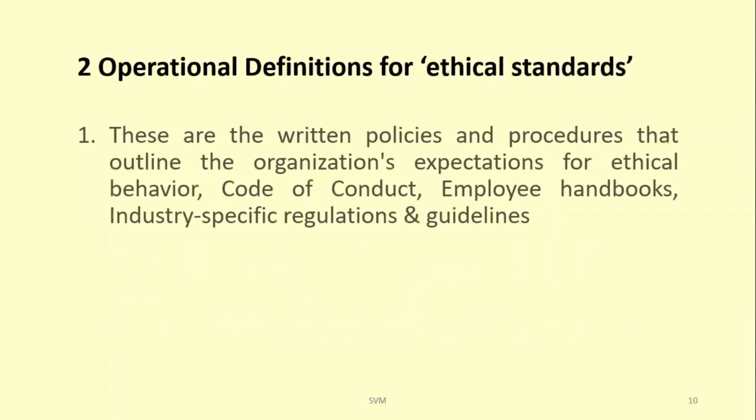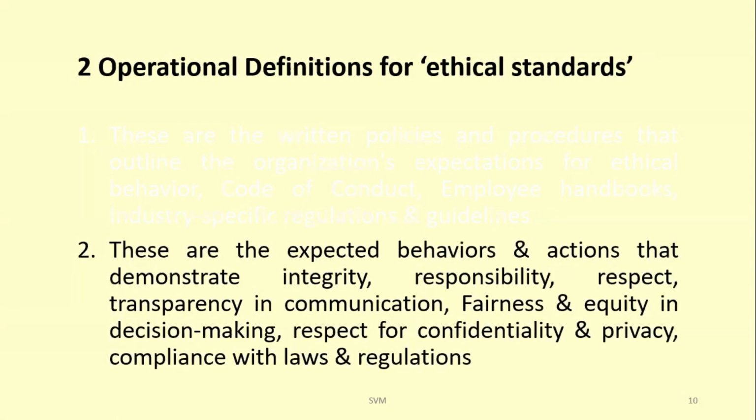Ethical standards, the first operational definition. These are the written policies and procedures that outline the organization's expectations for ethical behavior: code of conduct, employee handbooks, industry-specific regulations, and guidelines. Here, everything is documented in this definition. Then, second definition, these are expected behaviors. It is not documented, but it is expected. Expected behaviors and actions that demonstrate integrity, responsibility, respect, transparency in communication, fairness and equity in decision-making, respect for confidentiality and privacy, compliance with the laws and regulations.